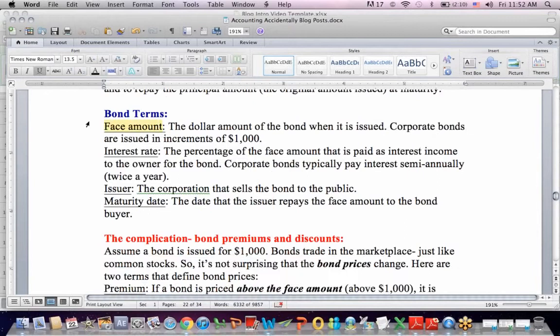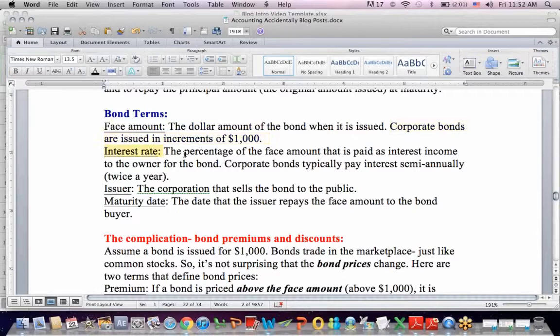So face amount is the dollar amount of the bond when it is issued. Now, once it starts trading in the marketplace, that's how we get premiums and discounts. The value of the bond in the marketplace may be higher or lower than the face amount, but it starts off at issue almost all the time at the face amount. Corporate bonds are issued in increments of $1,000.